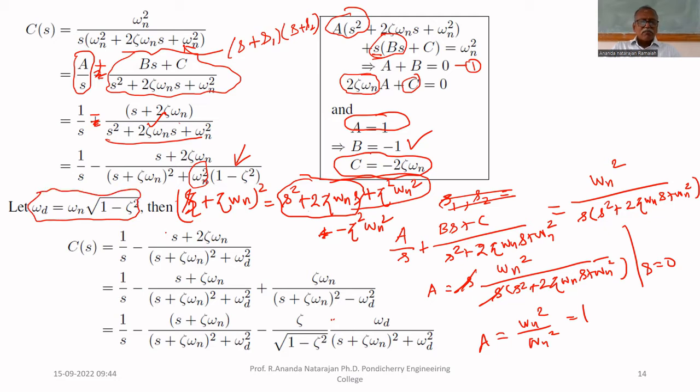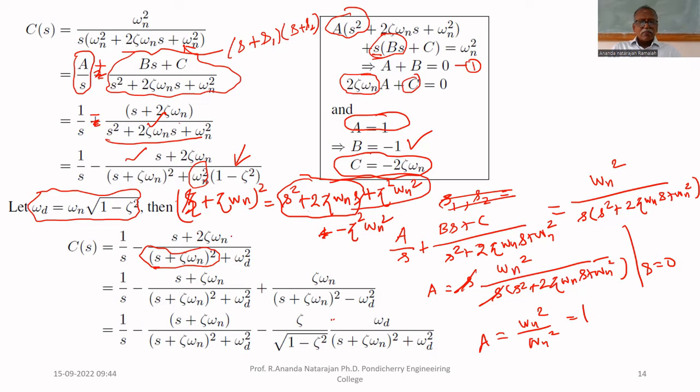Therefore, the equation becomes S plus 2 zeta omega n upon S plus zeta omega n whole square plus omega d square. Why we wrote this step is that, while finding the Laplace inverse, it will be easy. Sometimes in mathematics, we deliberately write some steps. Here also, we are deliberately writing this step to make the Laplace inverse simple.